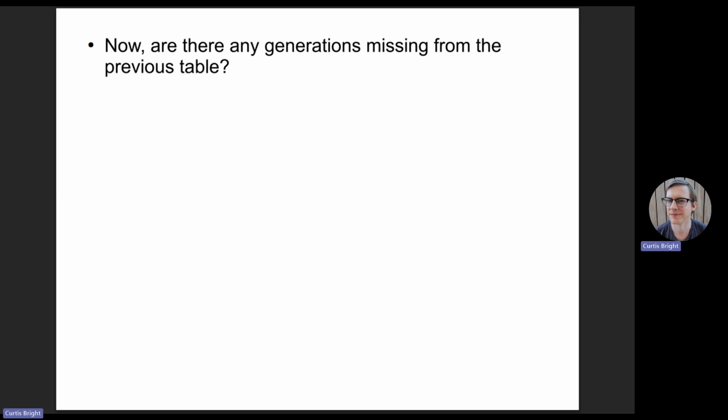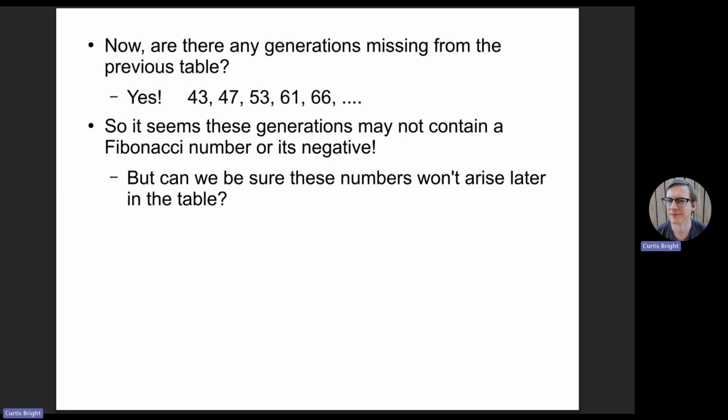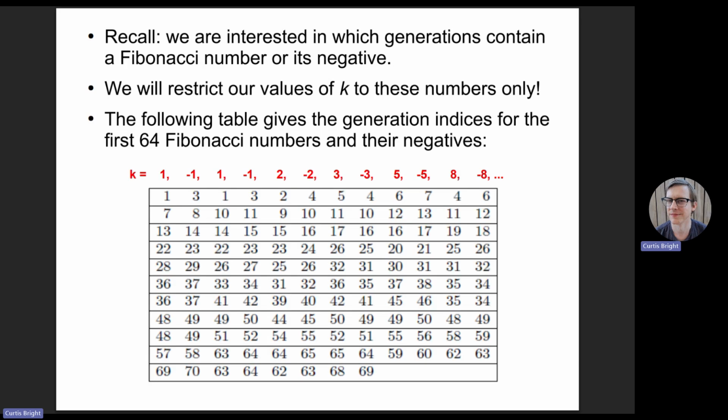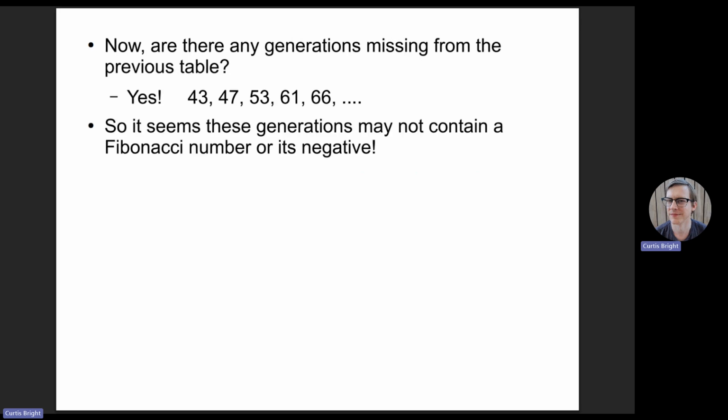So 43, 47, 53. So there are a bunch, but we want to make sure that those numbers aren't going to arise a little bit later in the table. So if we go back, it looks like by the time we get down in this table, we're up into the 50s and 60s, and it doesn't seem like it's dropping back down that much. It doesn't look like we're going to get a 43 from this point onward, but we want to be sure of that, of course.